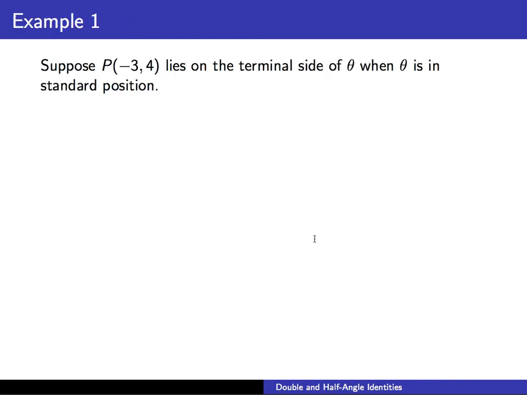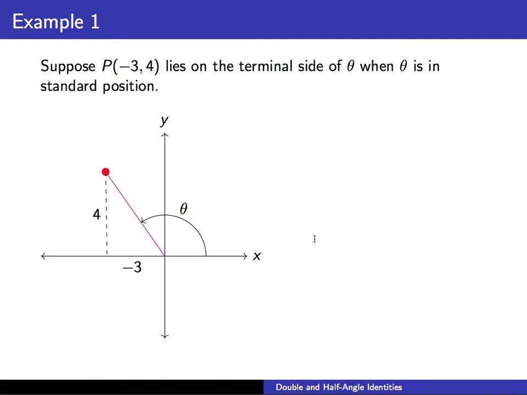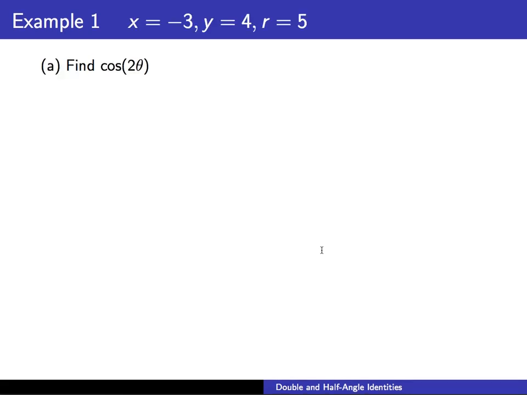All right, so example 1, suppose the point P at negative 3, 4 lies on the terminal side of theta where theta is in standard position. So here's our sketch. And we're going to use the Pythagorean theorem to get our value of r. We get 3 squared plus 4 squared is r squared. Again, ignoring the negative here so we don't make any calculation errors by forgetting to put negative 3 inside parentheses first. And we get r equals 5.